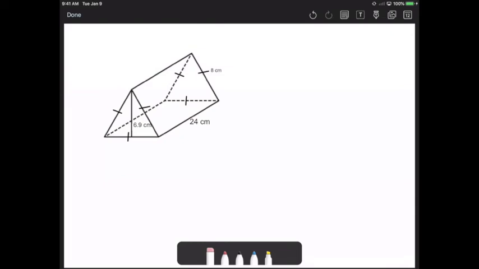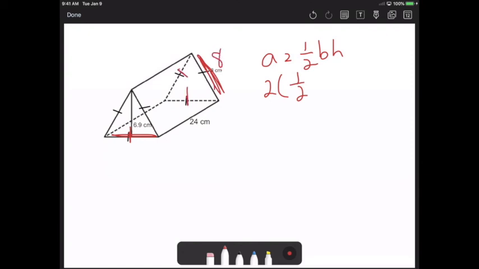Okay, boys and girls, let's review this one. The area for triangles, area equals 1/2 base times height, but we're going to be doing 2. So it's 2 times 1/2 the base, which is right down here, which is 8. This is an equilateral triangle, so all sides are 8. So the base is 8 times 6.9.